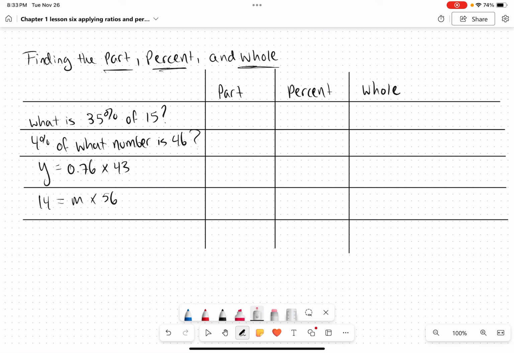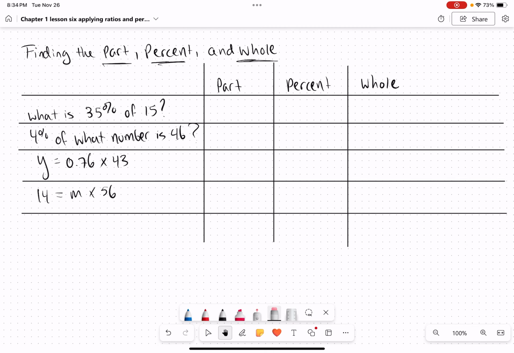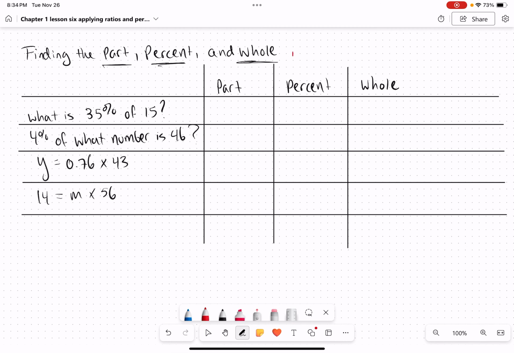So the first thing I want to mention is the percent equation. That is the part. Let me write it in red, actually. Erase this, move this down a little. Okay, so we're looking for the part is equal to the percent times the whole. And that is the percent equation. It's called the percent equation. It should be called the part equation.